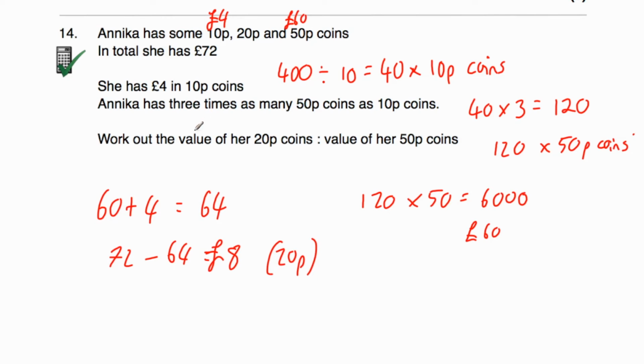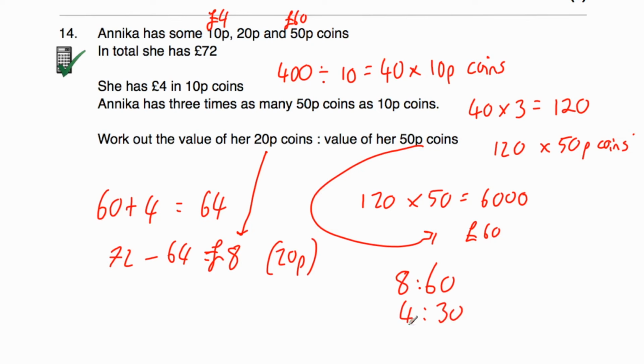Now the question says to work out the ratio of the value of our 20p coins to the value of our 50p coins. Well, in 20p coins, she's got £8. In 50p coins, she's got £60. So we just now need to write that as a ratio. So that's 8 to 60. And then let's cancel that down. They're both divisible by 2. So it's going to be 4 to 30. And we can divide by 2 again. So that's 2 to 15.